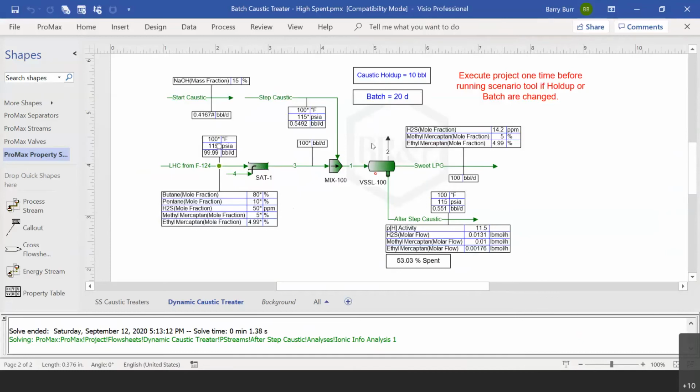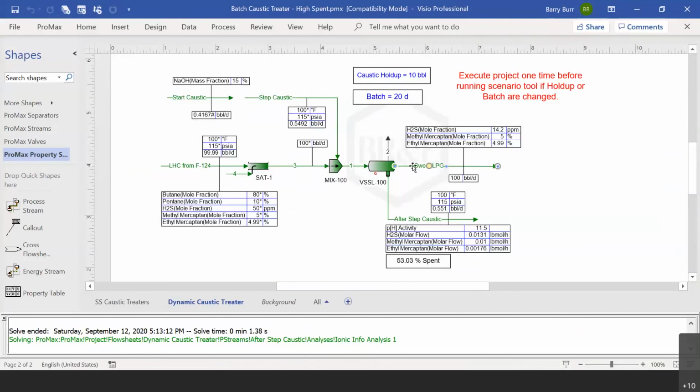So when you put fresh caustic in, you'll fill it up to a certain volume of caustic, and that number is what you need to enter right here in the caustic holdup. And then we want to look at the concentrations over time for a certain amount of time. We may say that we think our batch is going to last for 20 days. So we want to run this and then watch over 20 days what happens to the concentration of the mercaptans in the exiting LPG.